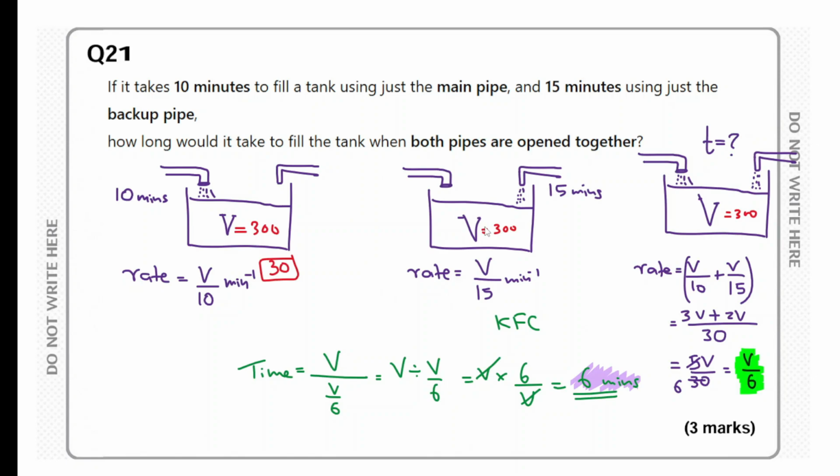Here, 300 divided by 15 is 20. The new rate here is 20. Now, what if they are both open? 30 and 20, the rate is 50. So if the rate is 50 cubic centimeters per minute, and you need to see how long it would take to fill the whole thing, which is 300, you do 300 divided by 50 and you get 6. Once again, 6 minutes. Same answer here. But what I did here in red is just a further explanation or another way of doing it.